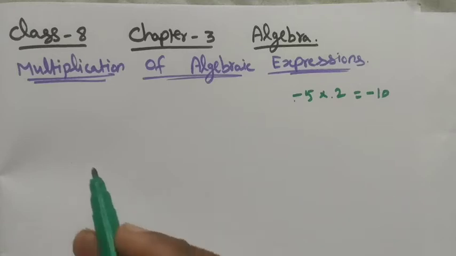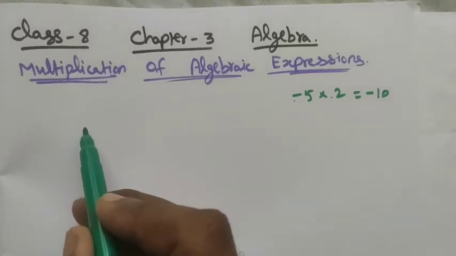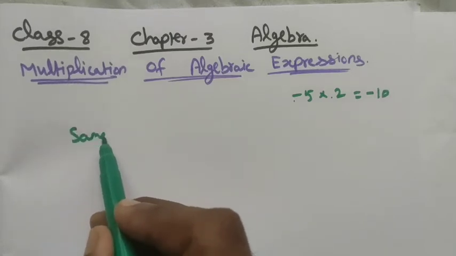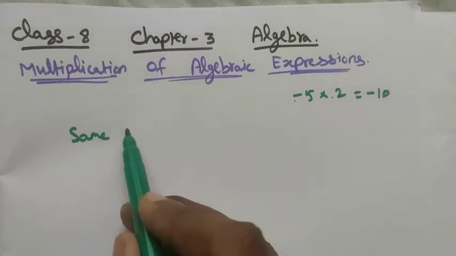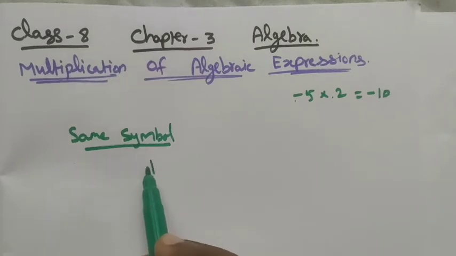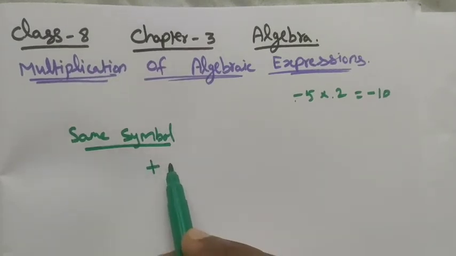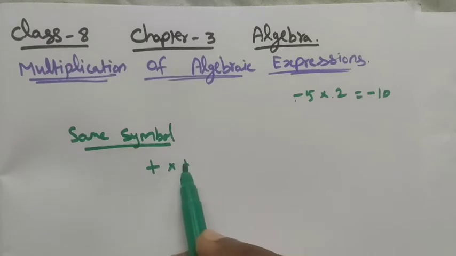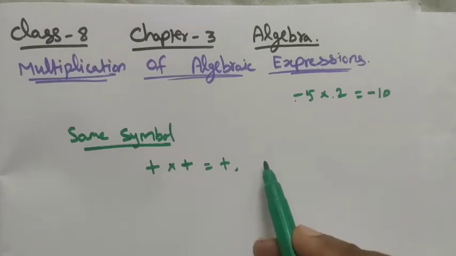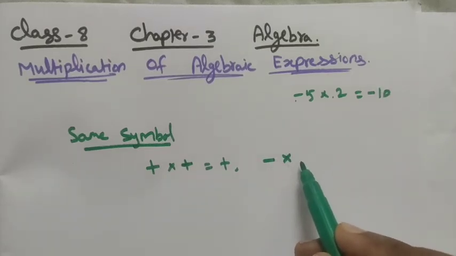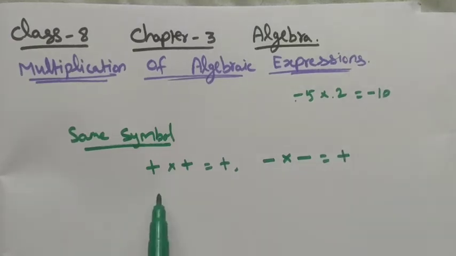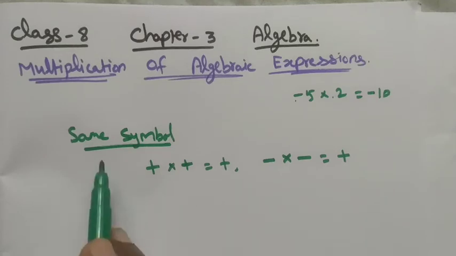Here we have the basics of the symbols. The same symbol means we get plus when we are multiplying. In the first factor we have plus and in the other factor we also have plus. While we are multiplying we get the plus symbol itself. And if the first factor has minus and the second factor also has minus, minus into minus is plus. These symbols are called like symbols or the same symbol.